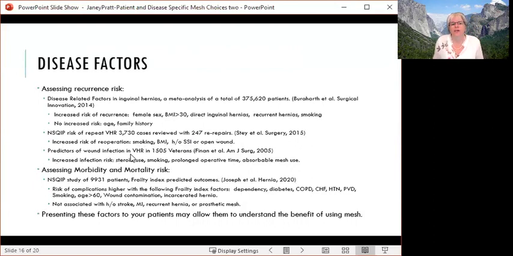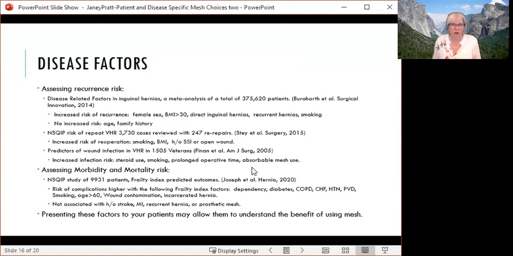Predictors of wound infection in ventral hernia repair, another study, a veteran study looking at 1,500 veterans, published by Finnan in the American Journal of Surgery in 2005, showed increased risk of infection was based on steroid use, smoking, prolonged operative time, and absorbable mesh use.